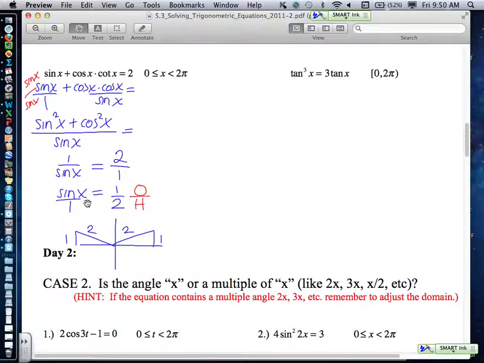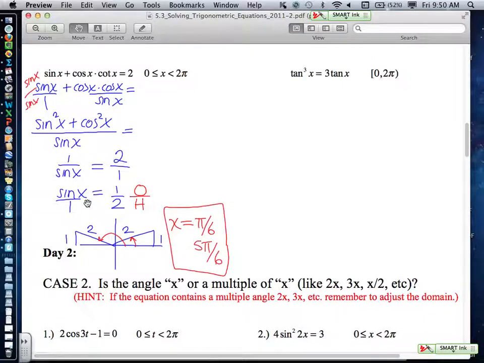Again, hopefully you recognize those as 30, 60, 90 triangles. And this angle right here is x equals 30 degrees, which is pi over 6. And then the other one is 5 pi over 6, or 150 degrees. So there's our solutions.